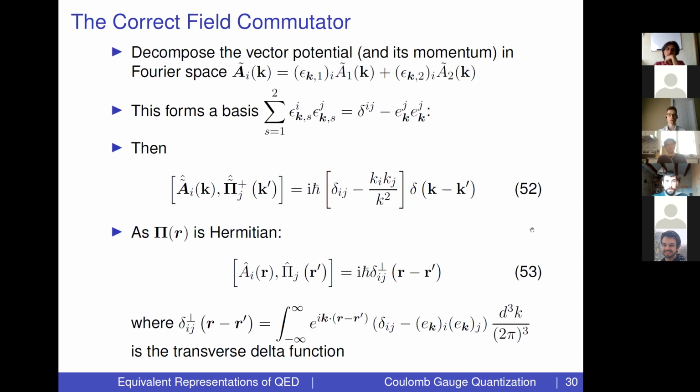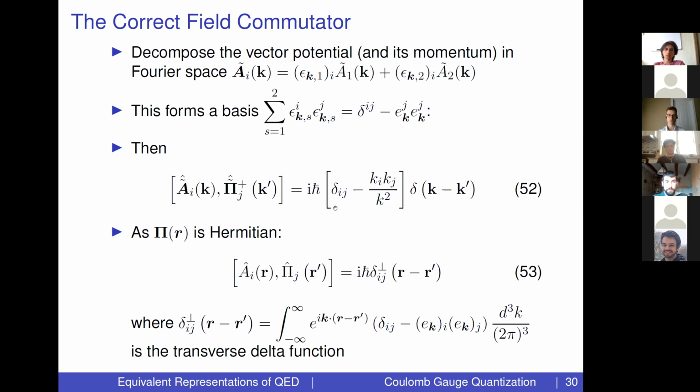So the correct field commutator, what we can do here now is we decompose the vector potential and also its canonical momentum in the Fourier space with respect to the two transversal directions, transversal with respect to the propagation of the field, vector wave components of the vector field. Now, the two transversal components and also the wave vector k form a basis, and therefore we can find a really nice relation.